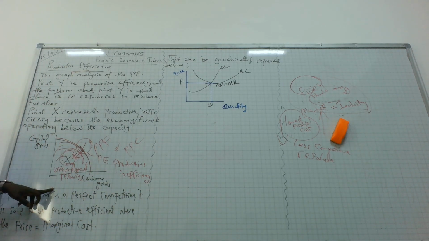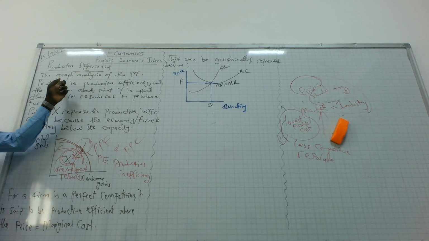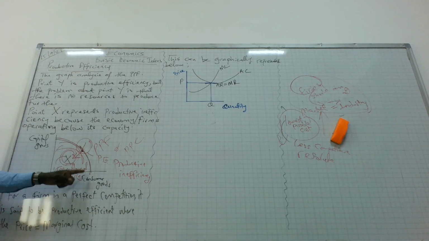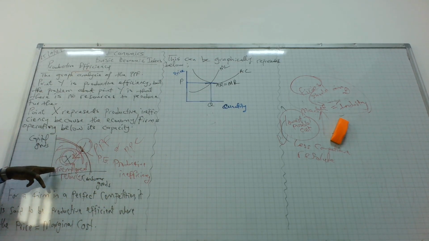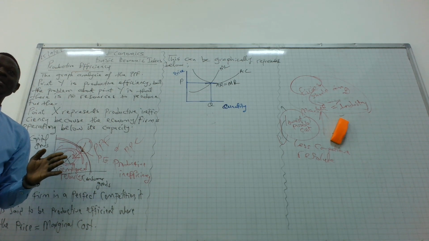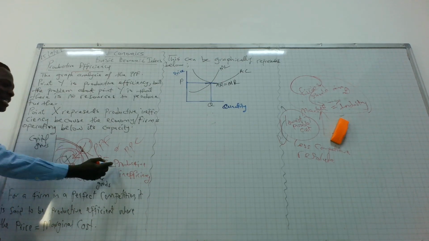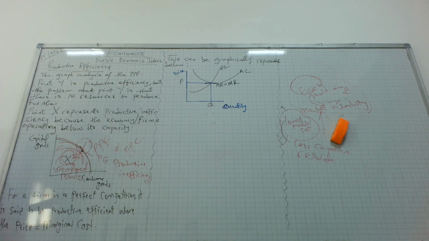Do we understand what I'm making here, please? Are you here? It's better you're here. Point Y, that's the boundary of the PPF or PPC. It represents productive efficiency. Inside the PPF means there are unemployed resources. We are not using our full potential. So that means there are unemployed resources. And that makes an economy what? Productively inefficient. Do we understand the difference between productive efficiency and productive inefficiency?